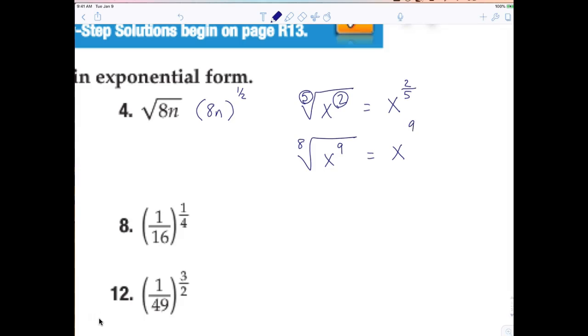That's how simple it is, guys. X to the 9/8. That's all there is to it. The root is the denominator, and the exponent is the numerator.